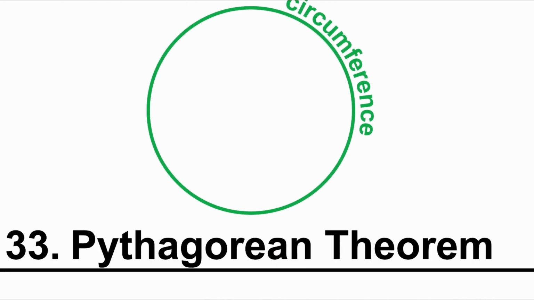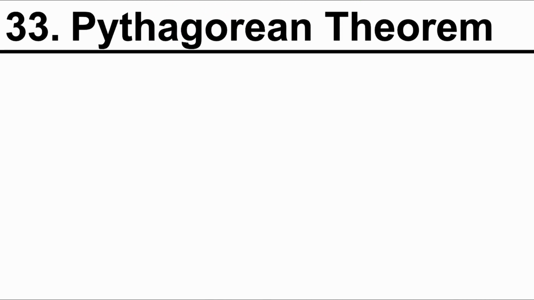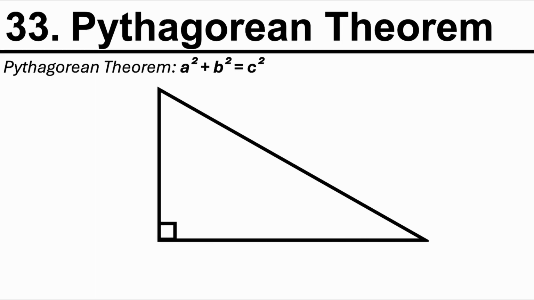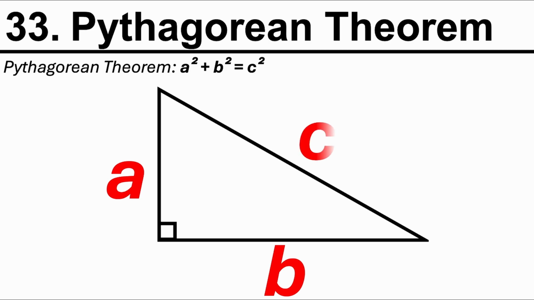The next term that you need to know is the Pythagorean theorem. Now, the Pythagorean theorem is a squared plus b squared equals c squared. So here we have a right triangle. You can tell because of the little square in the bottom left corner. We have A and B, which are on the sides that are touching that square, that 90-degree angle. And C is on the hypotenuse, which is always on the opposite side of the triangle as the 90-degree angle.